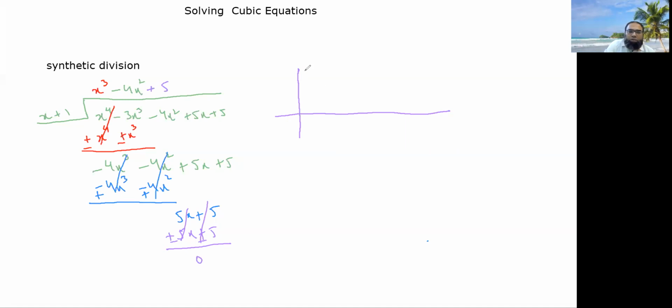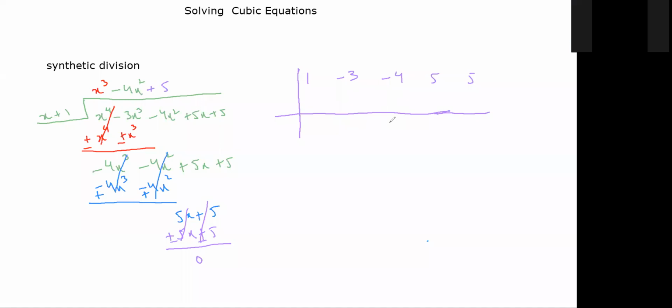Okay, so I'm going to write here 1, minus 3, minus 4, 5, and 5. Guess where I got these numbers from? From the equation x raised to power 4 minus 3x raised to power 3 and so on. These are basically the coefficients: x raised to power 4's coefficient is 1, x cube's coefficient is minus 3, x squared's coefficient is minus 4. So guys, you have to write all these coefficients.